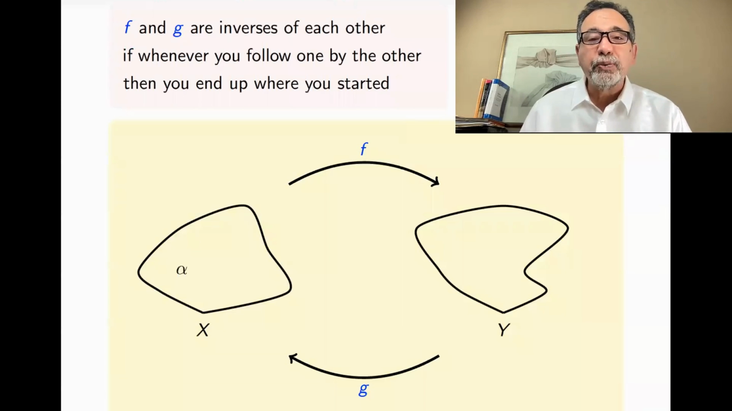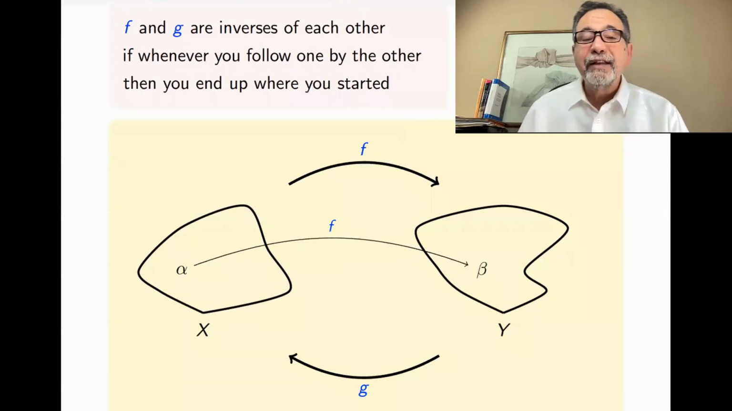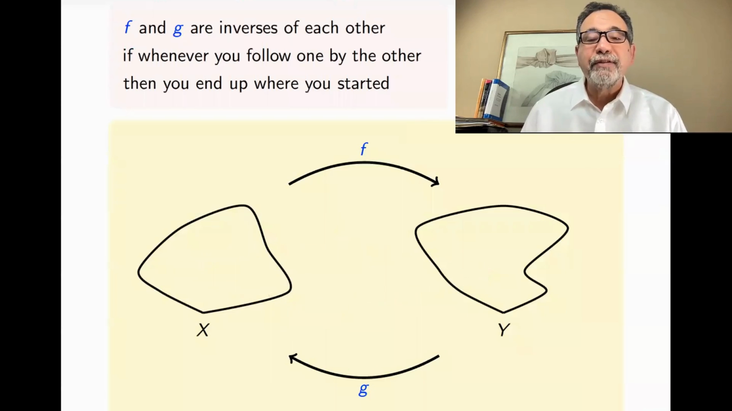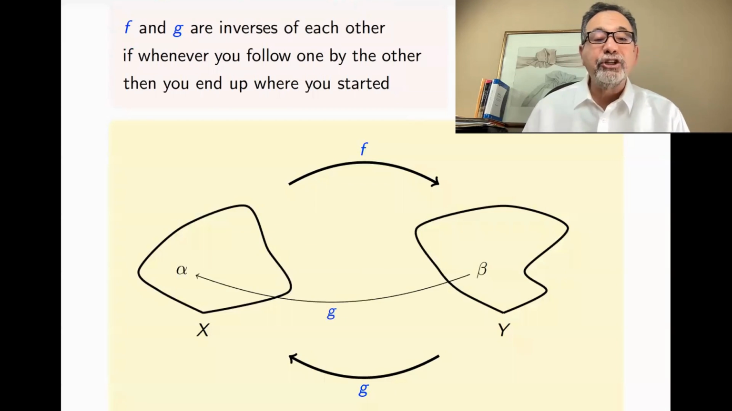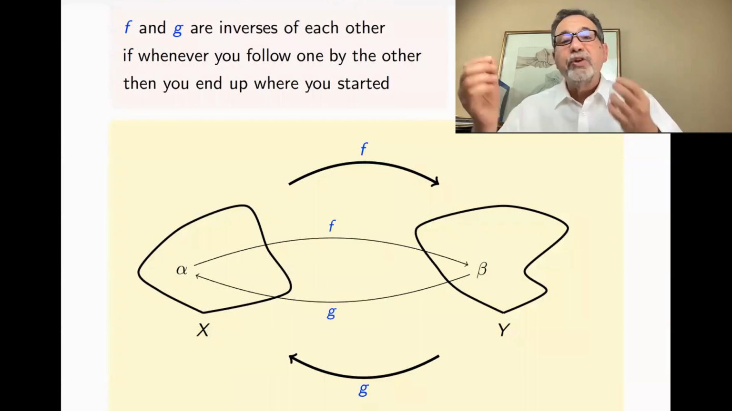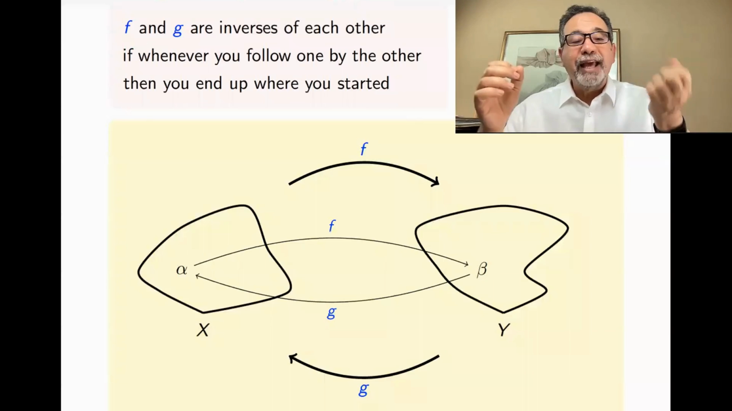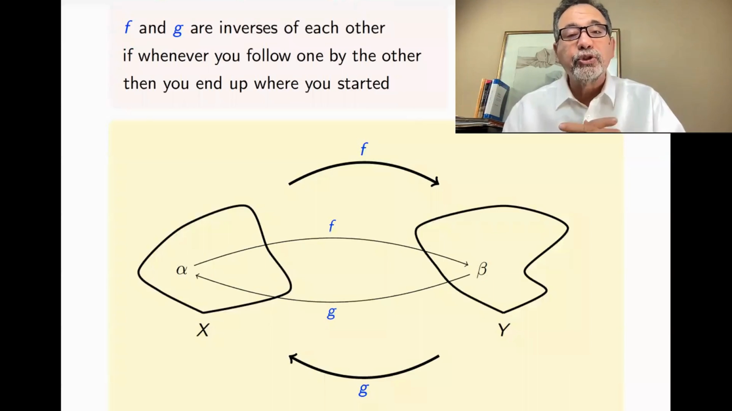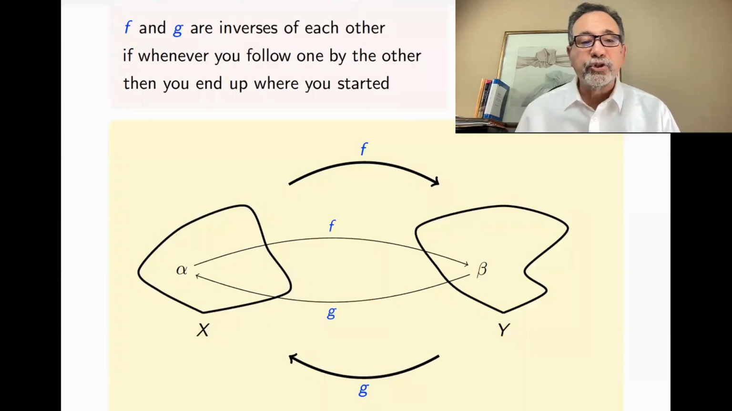That means that if you start with alpha here and use f to go over there, and maybe it goes to beta, then if you apply g to beta, you need to be back at alpha. It also says that if you start with beta and apply g and get alpha, then if you apply f to it, you need to go back. Regardless of where you start in x or y, and you apply one of these functions, the other function has to undo what you did and get you back where you started.